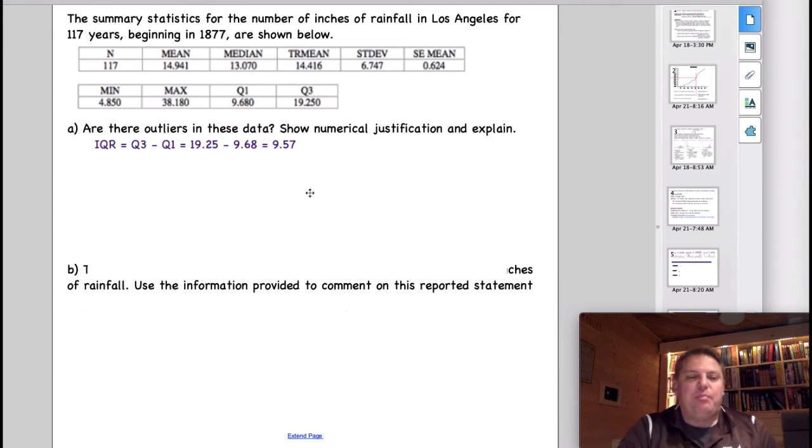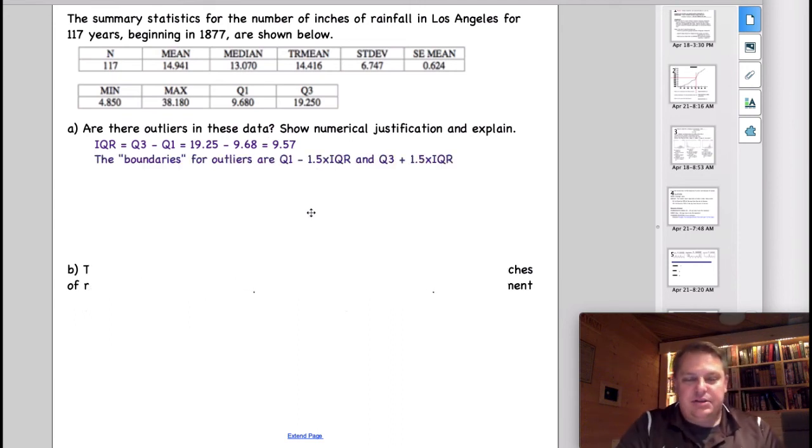And then there are boundaries for outliers, at least the way our calculator does it, which is the way we did it in class, just so those two match up, is to take Q1 minus 1.5 times IQR, and then take Q3 and add 1.5 times IQR. The 1.5 is always 1.5. It never changes to another constant.